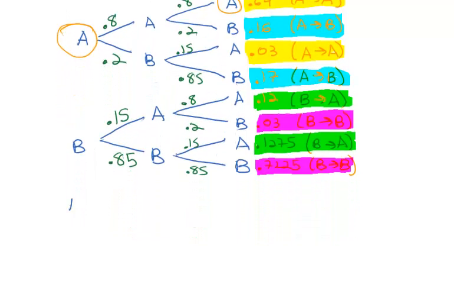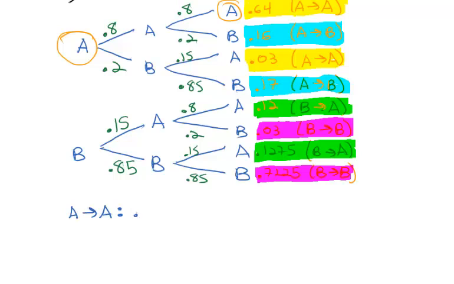To go from A to A, we have the 0.64 plus the 0.03. That happens 0.67 of the time. In blue, from A to B, we had a 0.16 plus a 0.17. That happens 0.33 of the time.